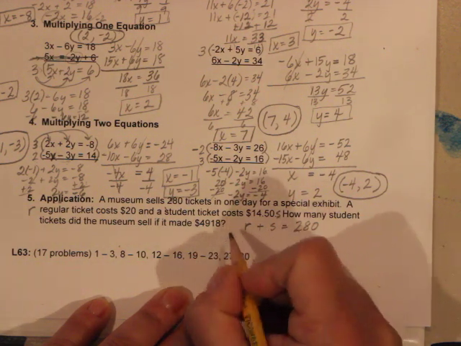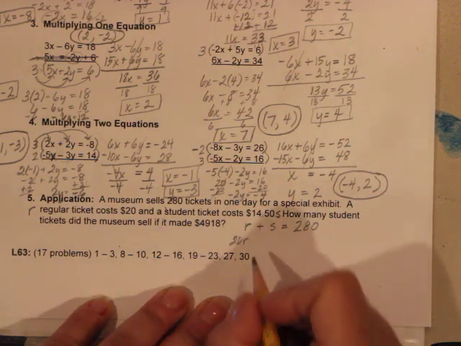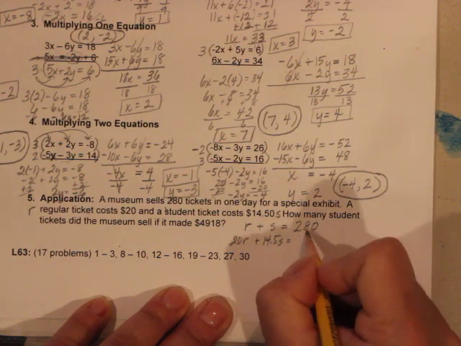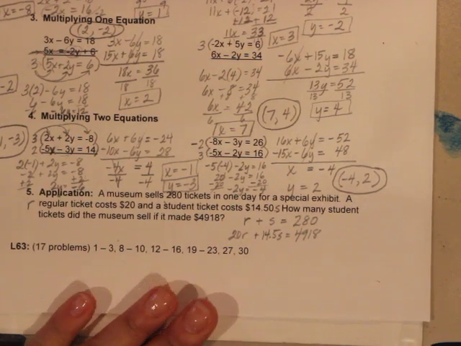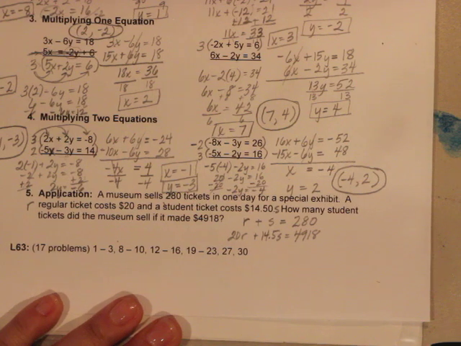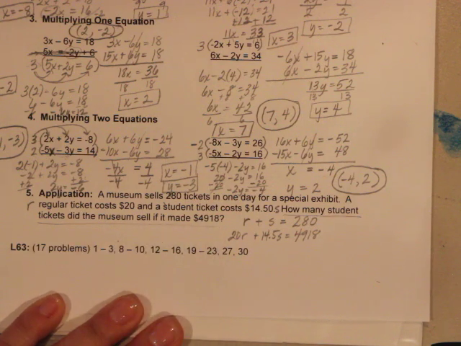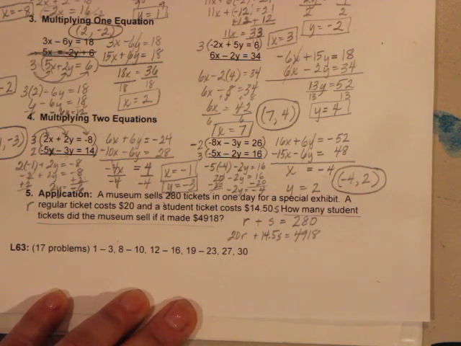So how many student tickets did the museum sell if it made $4,918? All right, so the regular tickets are $20. So $20 is what R costs. Okay, student tickets are $14.50, so 14.5 S, and that total is 4,918. Okay, so I've got two equations here to work with, and if I do my math right, I should be able to solve, because it's asking how many student tickets did the museum sell. So all I really need to do is know what S is, because that's the answer to my question. How many S's are there?